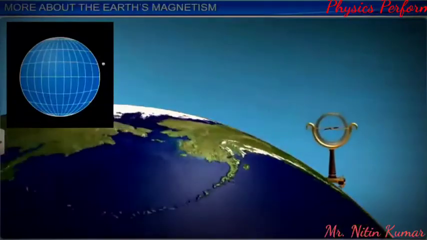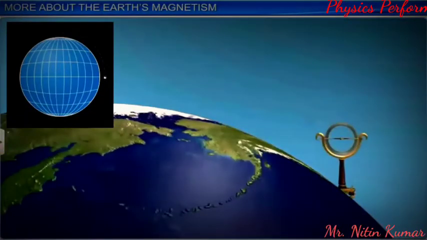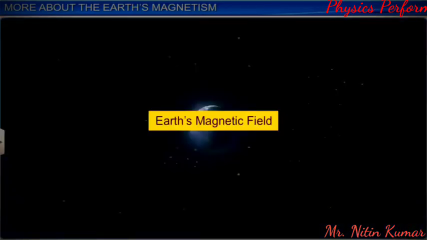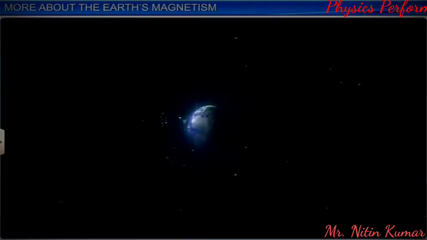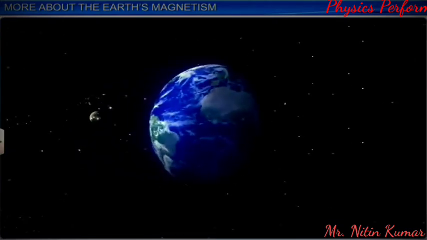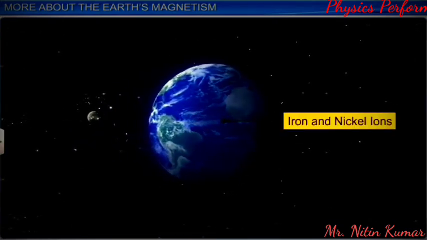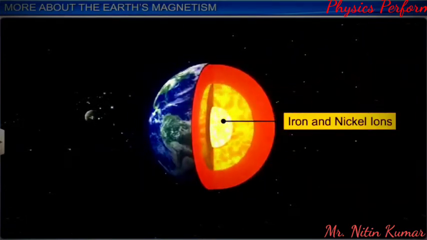The Earth's magnetism is largely attributed to iron and nickel ions present in the hot and molten core of the Earth. This theory gains force from the fact that the Moon does not have a molten core, and hence it does not have a magnetic field.